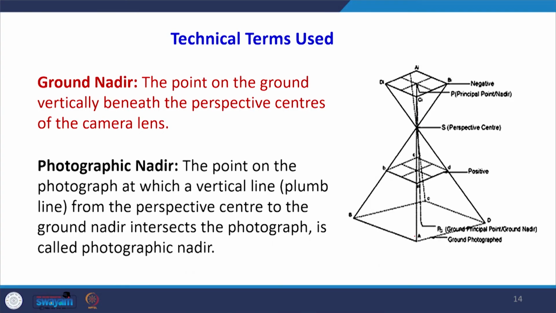Then there are terms like the ground nadir point, the point on the ground vertically beneath the perspective center of the camera. If I extend my camera axis line, it will cut the ground at a point, and this particular point on the ground will be known as the ground nadir point. Similarly, if I extend it, it will cut the photograph at a point, which is known as the photographic nadir point. Very simple.